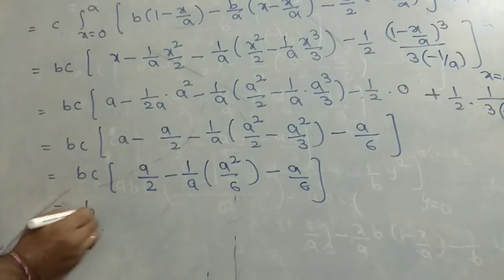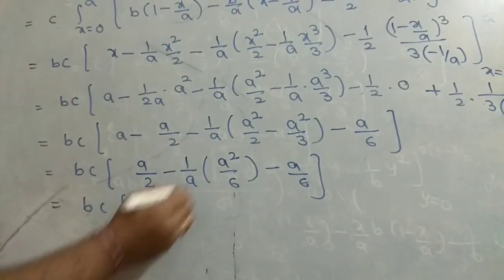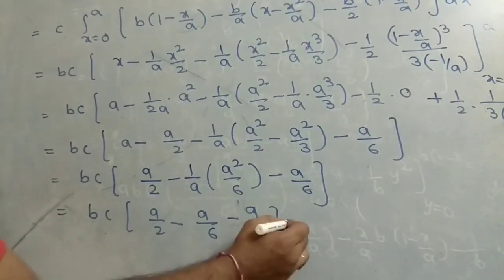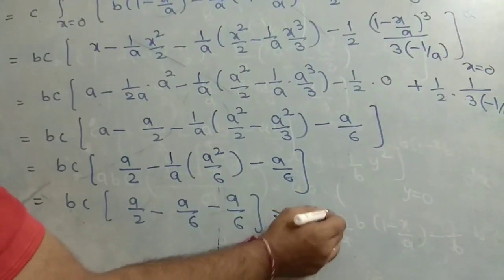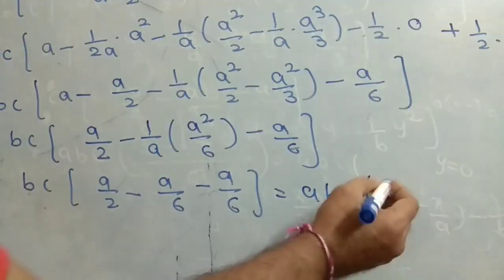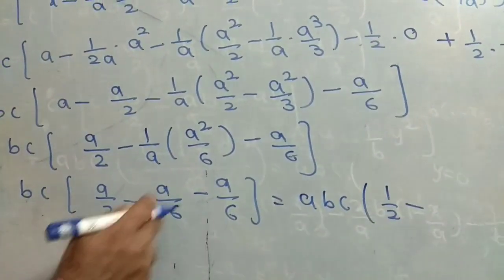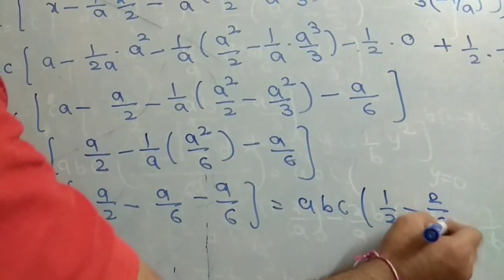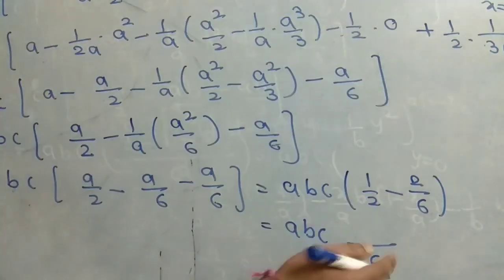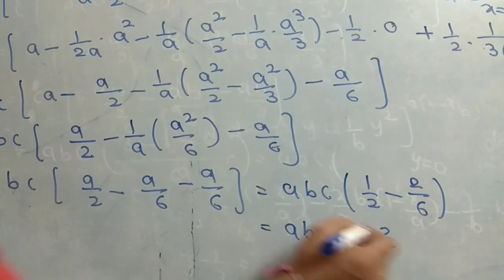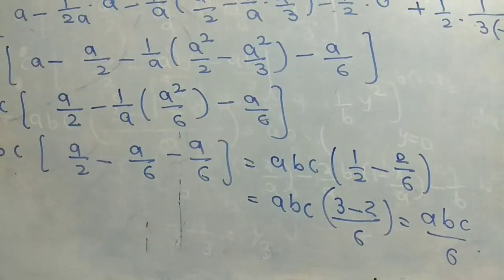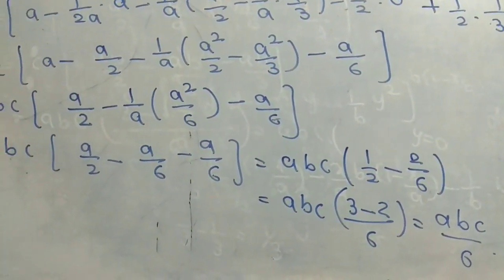So here it is b c, you are getting a by 2 minus, on cancellation you will get a by 6, and minus a by 6. So what about the value? If I take a common, so a b c, and a is common here, so that you are getting 1 by 2 minus 1 by 6, minus 1 by 6 means minus 2 by 6. So totally you are getting a b c, here LCM is 6, so 3 minus 2. So final answer is nothing but a b c divided by 6. So this is the value corresponding to the given equation.